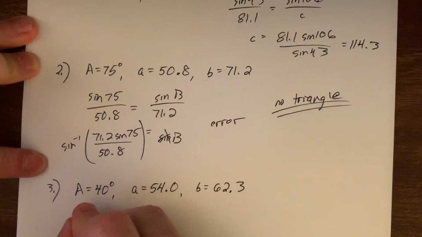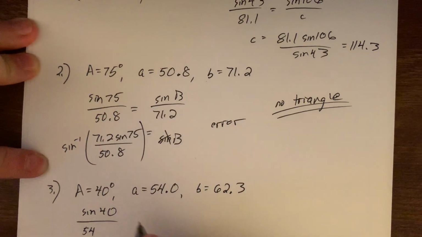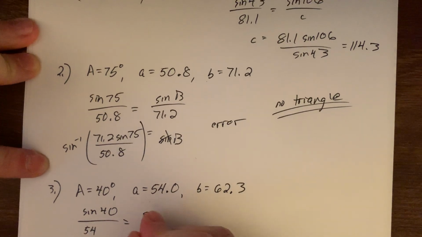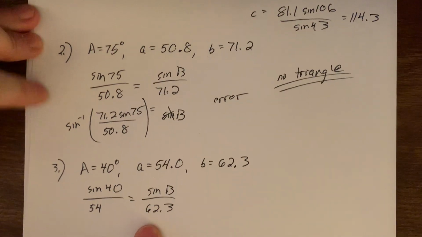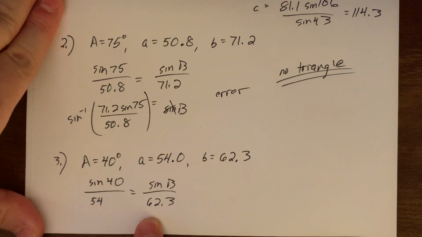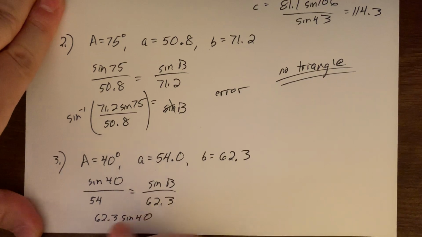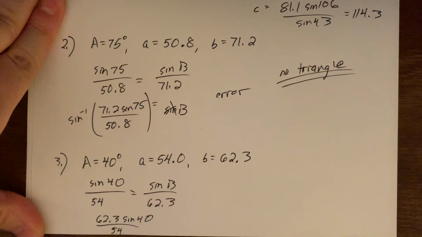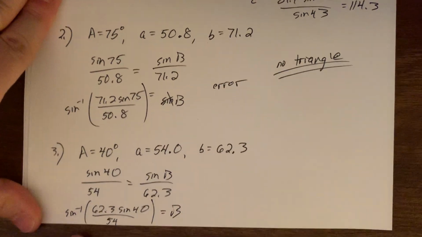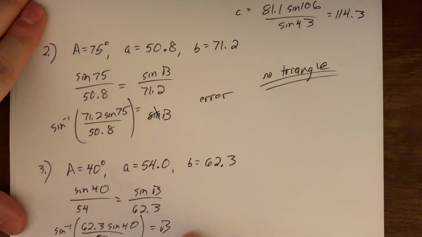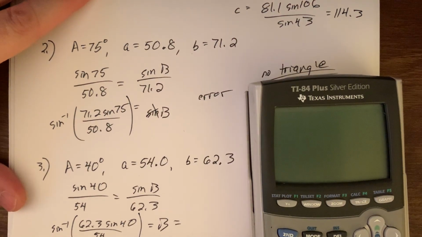Just like here, sine of 40 over 54, 54.0, but that's the same as 54, over sine of B over 62.3. This one will work when I solve. I'll end up with the 62.3 sine 40 divided by 54. Sine inverse of that, that'll all give me angle B. This one will work.